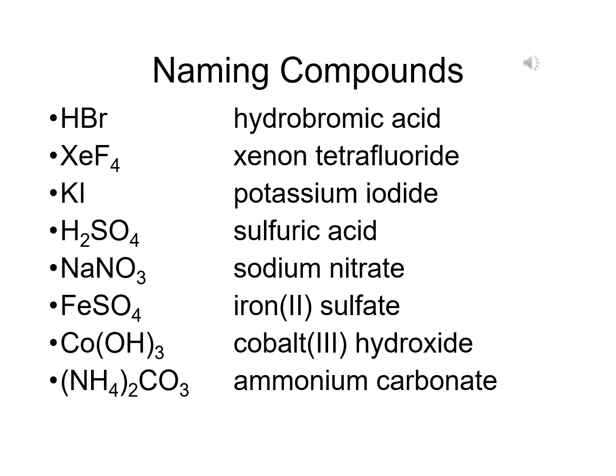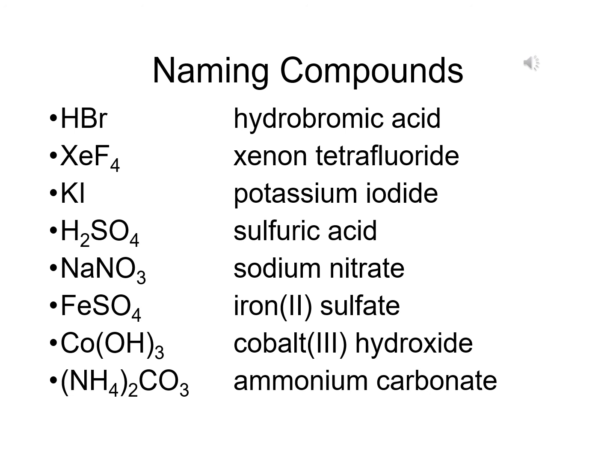Next, we recognize that this is a polyatomic ion with 2 hydrogens on it, so this is an acid, and the polyatomic ion is sulfate, and remember 8 gives us ic, so sulfate becomes sulfuric acid. Next we have a compound with a metal in it and a polyatomic ion, so this must be an ionic compound. So we name this sodium nitrate. Below that we have a metal and a polyatomic ion again, so this is another ionic compound.